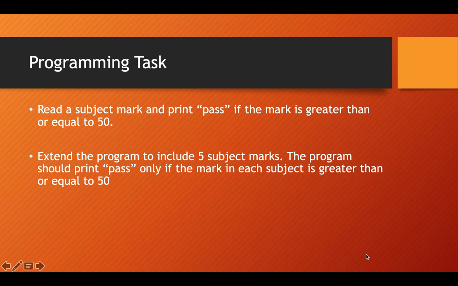I have a question for you. The question is, read a subject mark and print pass if the mark is greater than or equal to 50. Once you've done that, extend the program to include 5 subject marks. The program should print pass only if the marks in each subject are greater than or equal to 50.